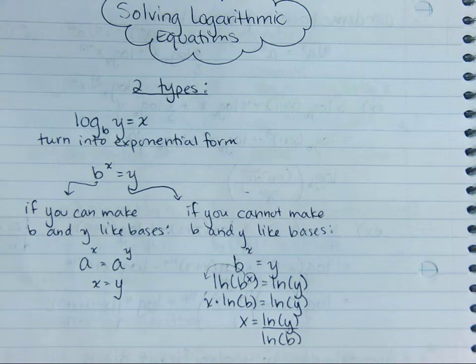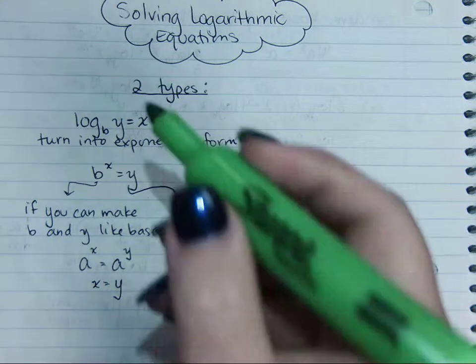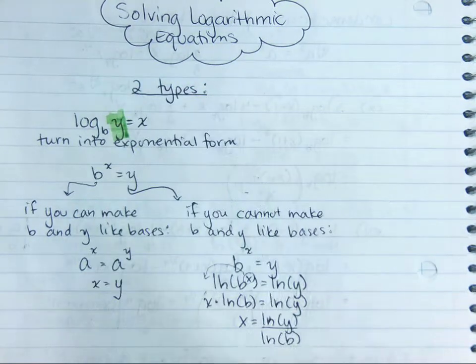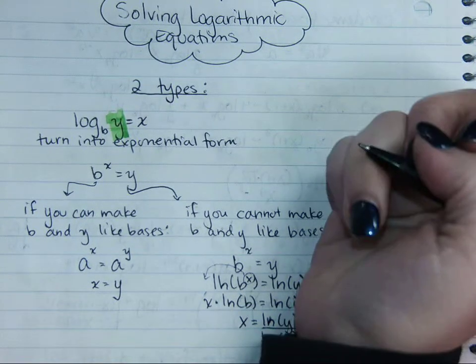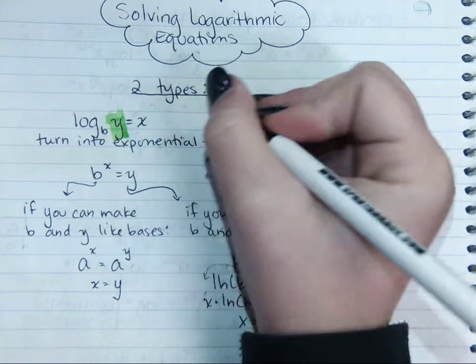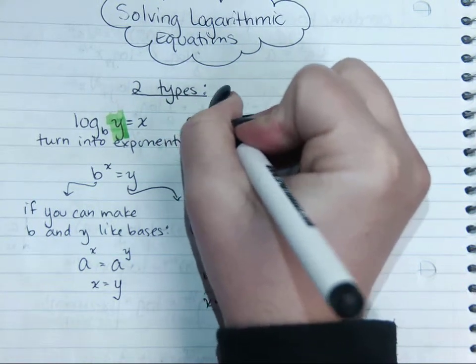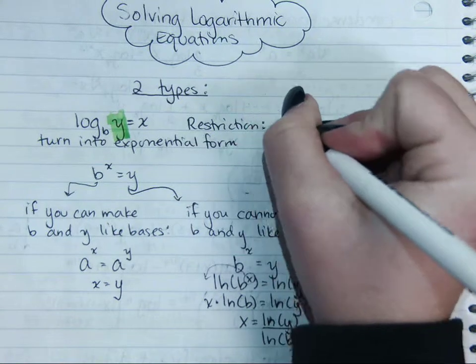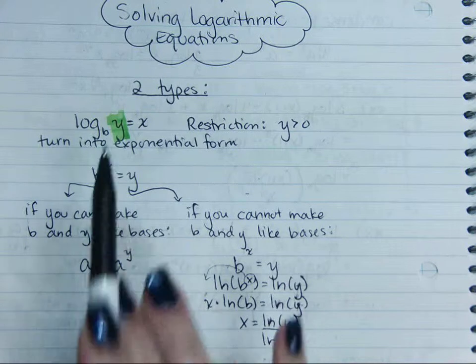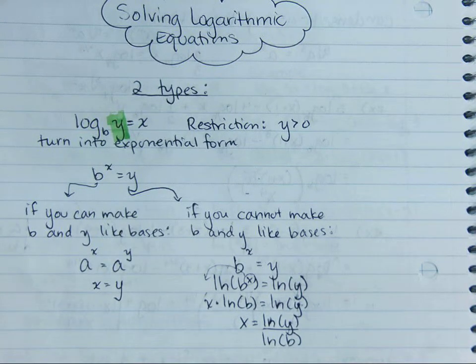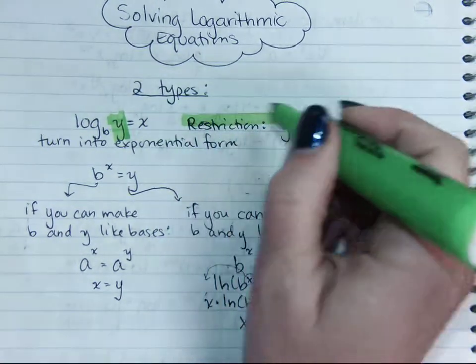The other thing you'll have to know about this type is that we have what's called a domain issue, where this value, your result, must be greater than 0. That's what we call a domain issue, or a restriction. So you have a restriction, and that is that y must be greater than 0. So you're not allowed to get 0 as a result, and you're not allowed to get negative numbers as a result.